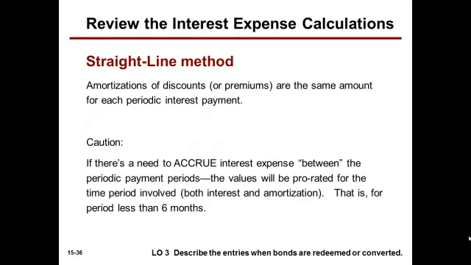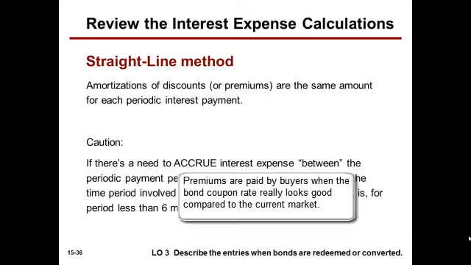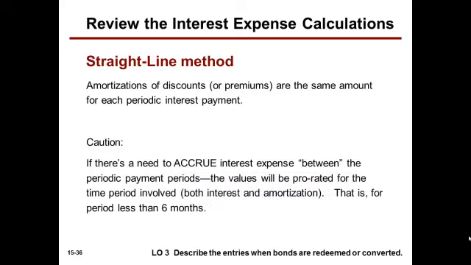Before we do a review of the interest expense calculations, just a reminder that the straight line method that we use to amortize any discounts or premiums, that means that the discount or premium amount that's removed is the same amount for each periodic interest payment. Straight line, same amount each interest period.